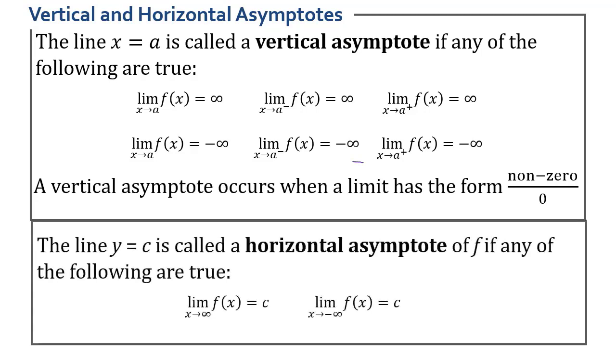And then for horizontal asymptotes, the line y equals c is called a horizontal asymptote of f if any of the following are true. The limit as x is approaching positive infinity or negative infinity, the function is approaching a constant number.